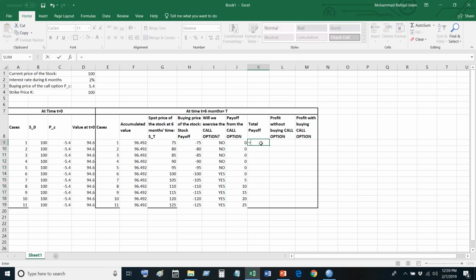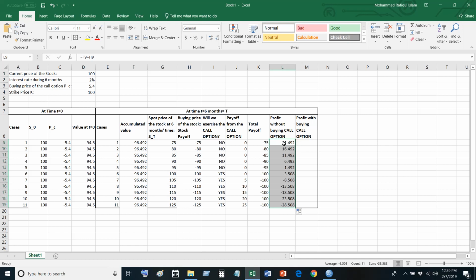What is the total payoff? This is the payoff from the stock plus the payoff from the call option. That's the total payoff. We can see the payoff remains constant when the price increases above 100. So now let's consider the profit. Consider we didn't buy the call option at the beginning of the term. Then our profit would be the accumulated value plus the payoff at time t equals 6. So that's the profit without buying the call option.